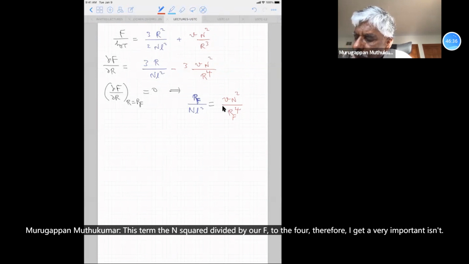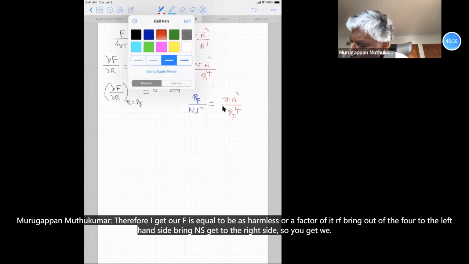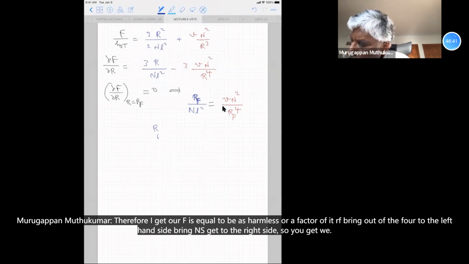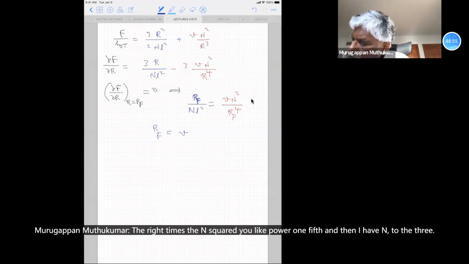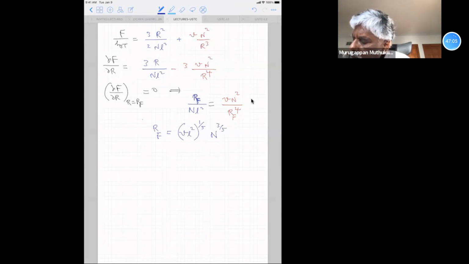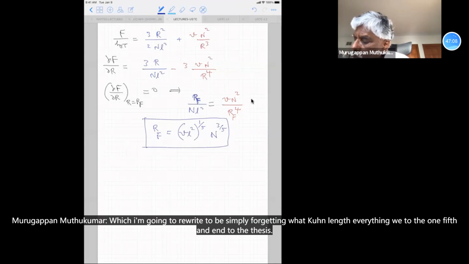Therefore, I get a very important result. Therefore, I get rf is equal to v. Solve this: bring rf to the 4 to the left-hand side, bring nl squared to the right side. So you get v times the L squared, if you like, to the power 1/5, and then I have n to the 3/5, which I'm going to rewrite simply, forgetting about Kuhn length, everything, as v to the 1/5 and n to the 3/5.